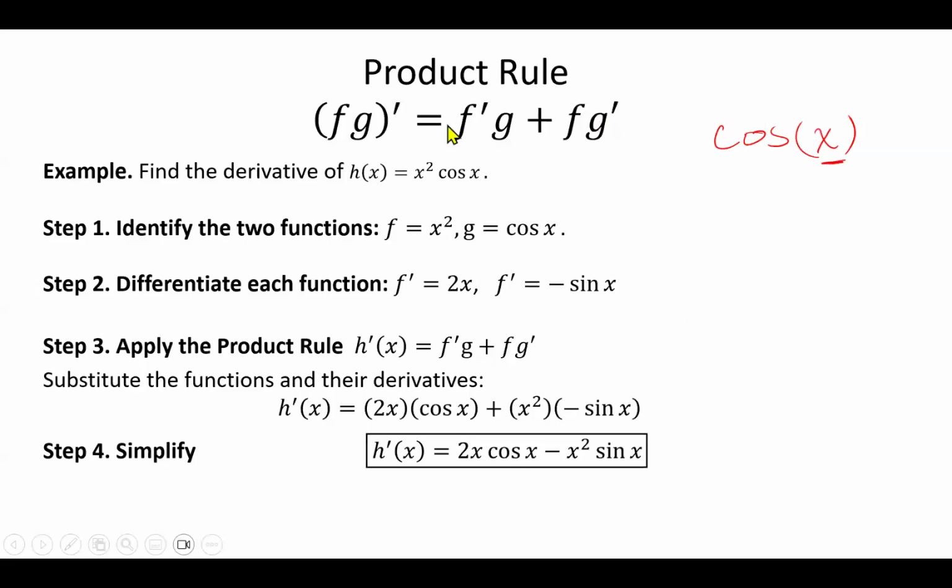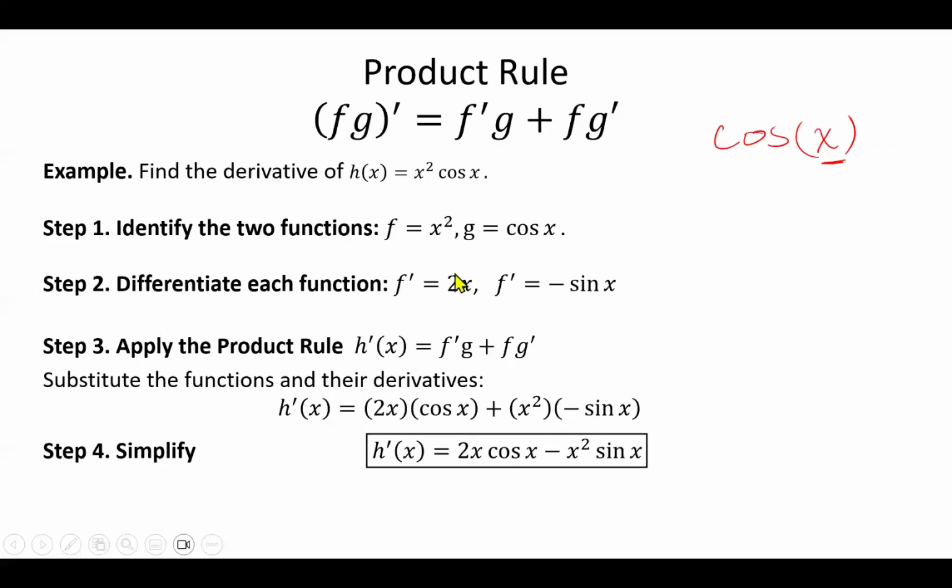So according to the rule, the derivative of a product or a multiplication is the derivative of the first times the second plus the first times the derivative of the second. So I start by breaking up the function into my first function, which is x squared, and my second function, which is cosine of x. Then I find the derivative of each one of them.